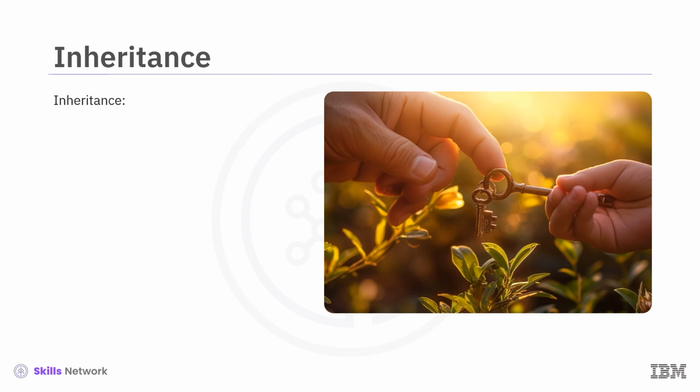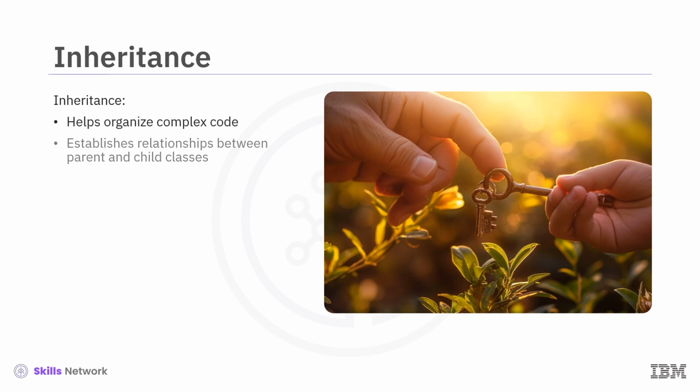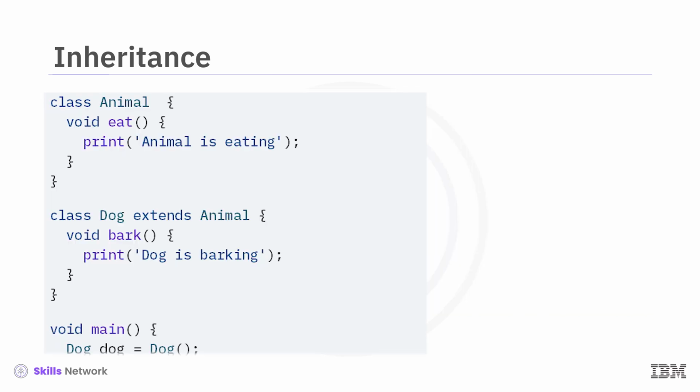Adopt inheritance into your coding for hierarchical structure that helps organize complex code. It can also establish relationships between parent and child classes. This code will help you understand inheritance better.